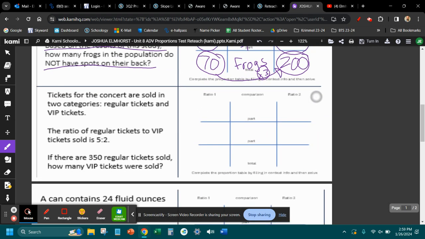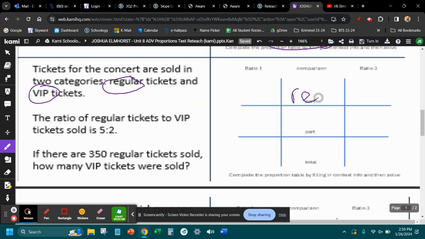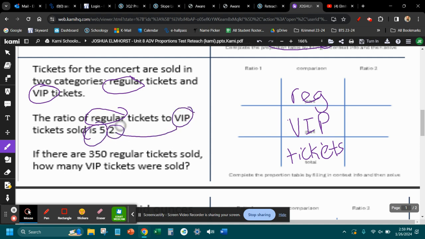Tickets, concert, regular tickets, VIP tickets. So what are the two parts? Regular, VIP, and both of them are tickets. So now we go into the information and it says regular is 5 and VIP is the second one and the ratio is 2. So regular is 5, VIP is 2. A little mental math would tell you that this is 7.